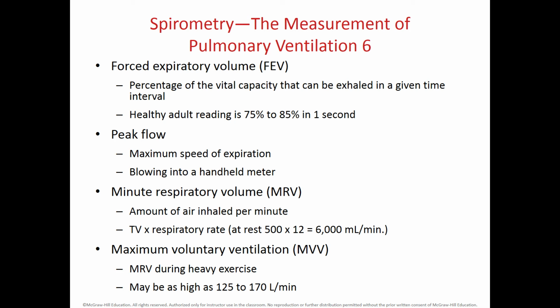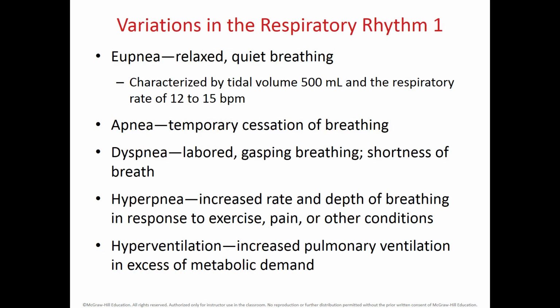MVV, or maximum voluntary ventilation, will be the MRV, the minute respiratory volume, in heavy exercise. It can be as high as 125 to 170 liters per minute, depending on how much the respiratory rate increases and the actual tidal volume. It's similar to the cardiac output, guys. The cardiac output can increase when someone increases the heart rate and also the stroke volume.